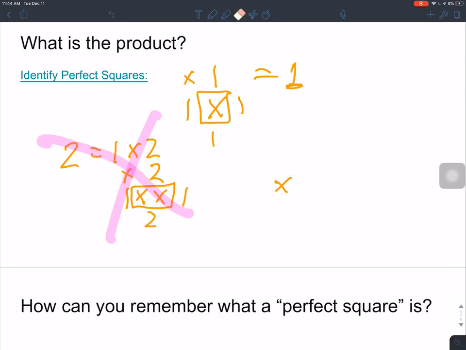What about 4? The product of 4. Now there's a couple ways to make that. I could do 1 times 4 or 2 times 4, I mean 2 times 2. Both are equal to the product of 4. Discuss with your team, pause the video, and think about which one makes a perfect square.